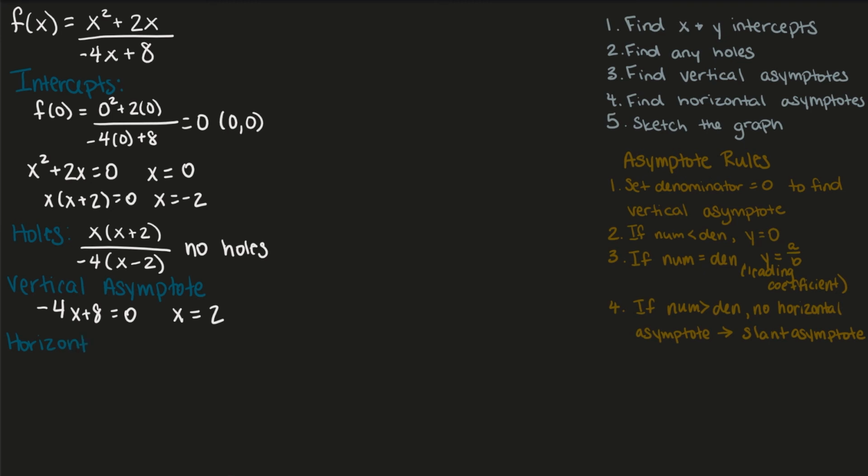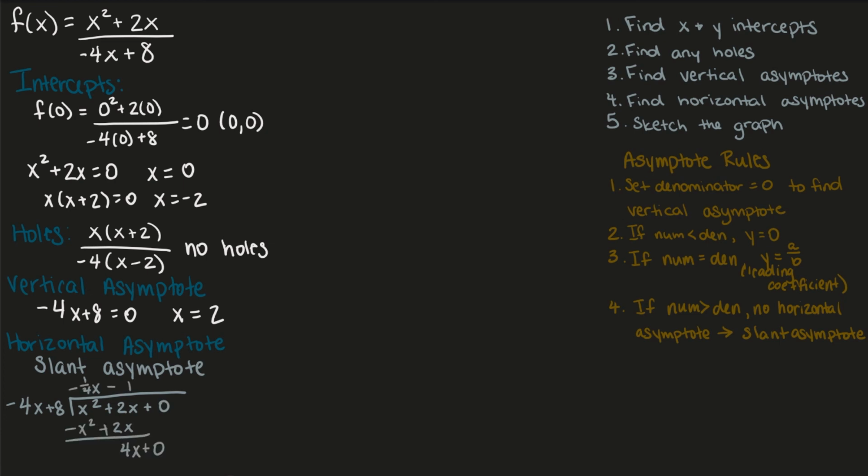For our horizontal asymptote, let's compare the degree of our numerator and our denominator. Our numerator is greater than our denominator, which means we do not have a horizontal asymptote, we have a slant asymptote. So we want to divide our numerator by our denominator. For our slant asymptote, again, we don't care about a remainder, so our slant asymptote is at the line y equals negative 1/4 x minus 1.